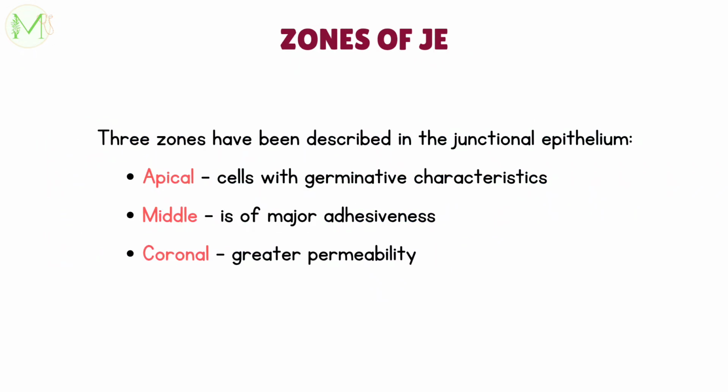Zones of junctional epithelium. There are 3 zones of junctional epithelium: apical zone, middle zone, and coronal zone. The apical zone shows cells with germinative characteristics. The middle zone is of major adhesiveness, and the coronal zone is one of greater permeability.